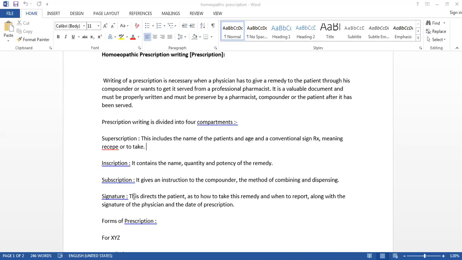The third point is legibility. Prescription should be written in such a way that a compounder or pharmacist faces no difficulty with it. So your handwriting should be readable to that pharmacist or compounder. It should be clearly written there. There should not be any scribbling, so that they can understand what you have written.